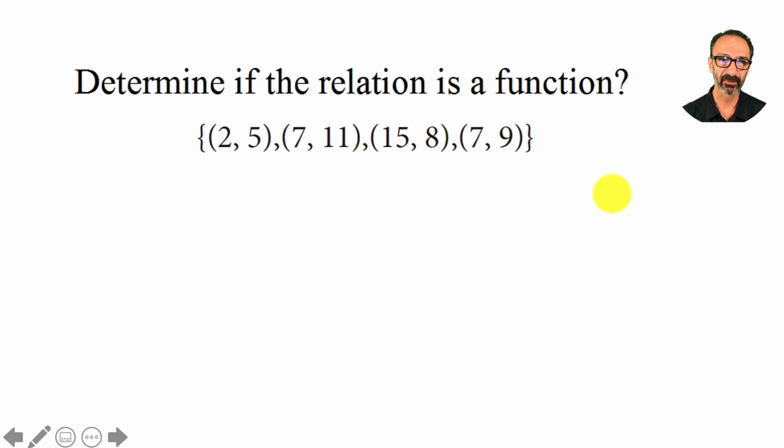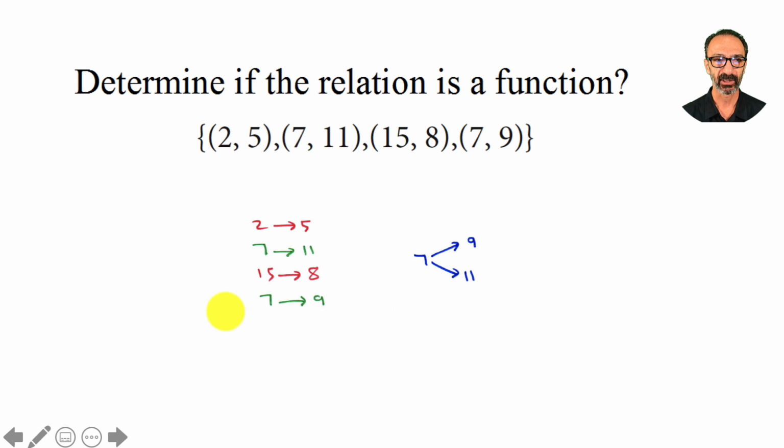Maybe it's not fully clear, but let me highlight things for you. Notice that 7 here and 7 here, so x repeats. In other words, 7 is going to 11 and 7 is going to 9. Differently, I'm saying that 7 has 2 outputs, so it's not a function. So x cannot repeat to call it a function, all right?